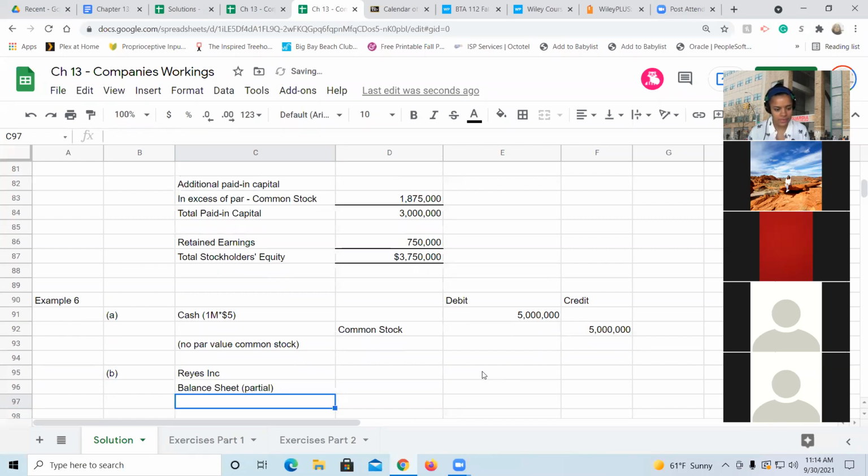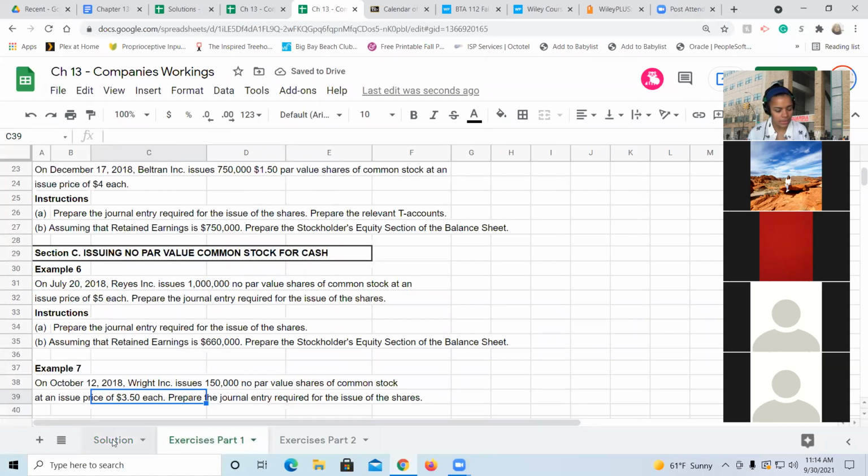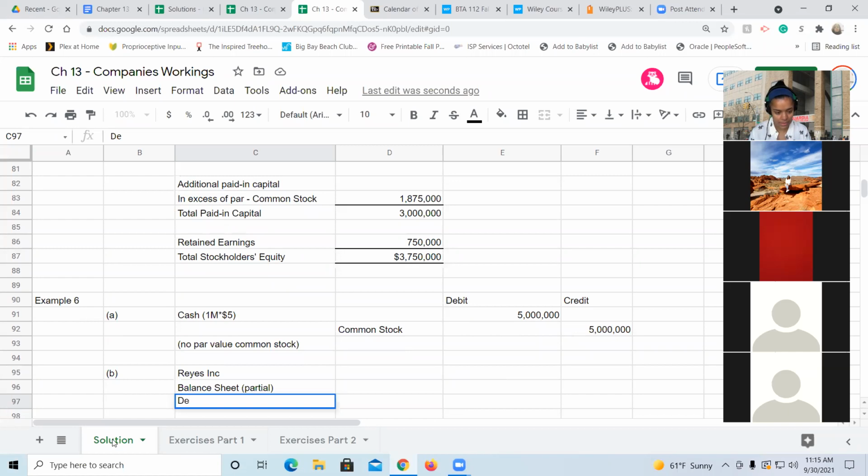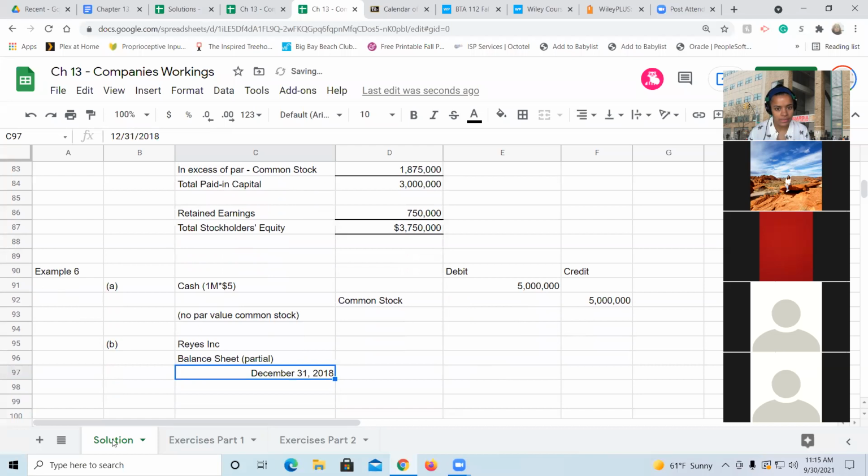There should be a date of some sort. Did we get a date? I guess it's just on whatever date. So it was July the 20th, 2018. So I'm just going to make it December. I will just assume that we're at the end of the year, nothing has changed. December 31. And then again, I'll just put liabilities and stockholders equity, but probably Wiley won't ask you to do that. I'm just giving you the full heading so you see where this fits in. So then we're doing stockholders equity.